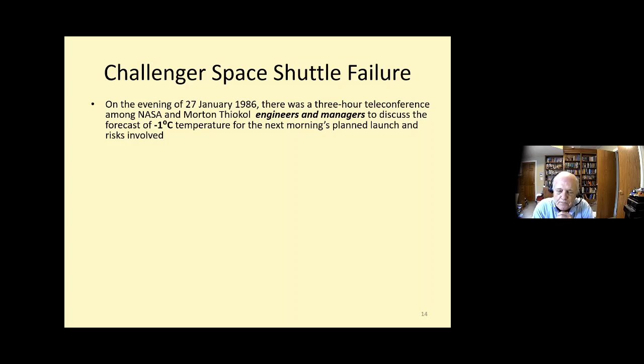rocket launchers. And the concern was that the engineers said there's high risk here of a failure because the temperature is going to be so cold tomorrow. The forecast, and this is in Florida where it doesn't usually get that cold, but it was going to be that cold that day, was to be something like -1°C. They had never launched at that low a temperature before. The previous lowest temperature was 12 degrees C.